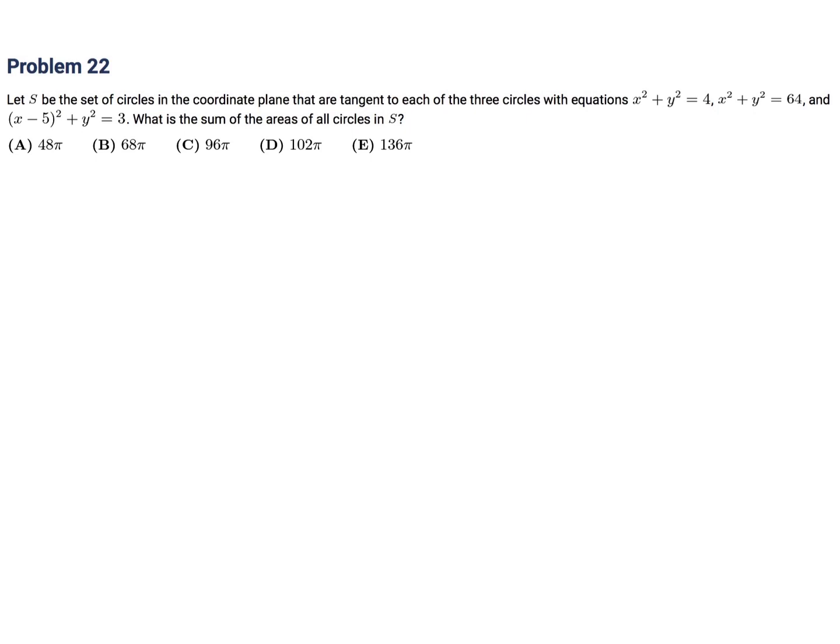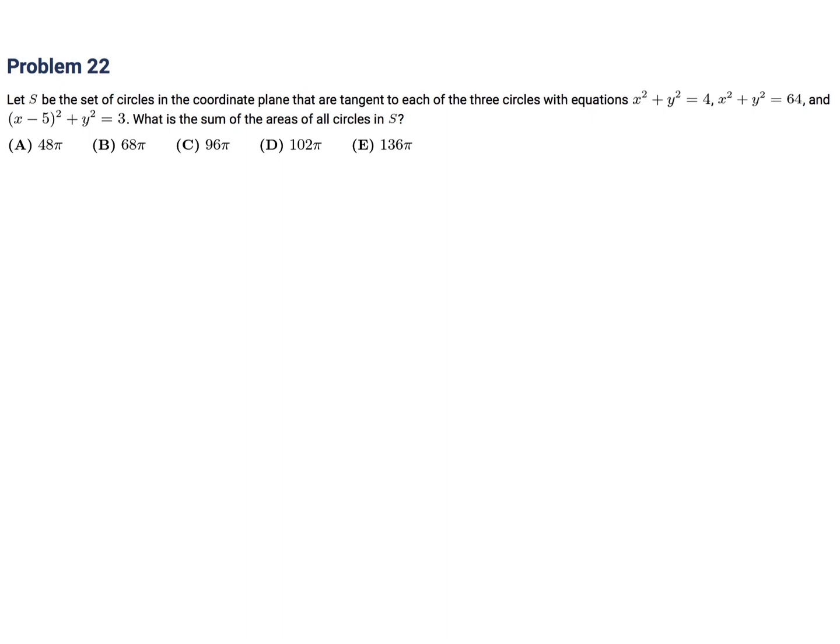Problem 22. Let S be the set of circles in the coordinate plane that are tangent to each of the three circles with the equations x squared plus y squared is 4 and x squared plus y squared is 64 and (x minus 5) squared plus y squared is 3. What is the sum of the areas of all circles in S?